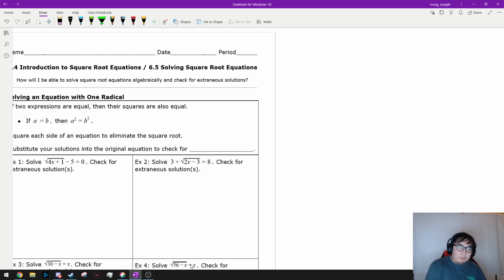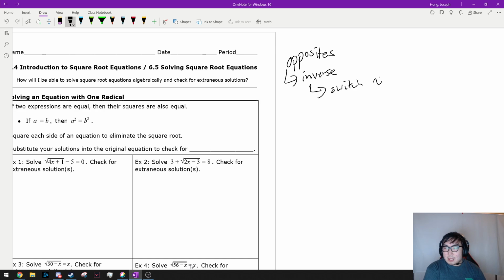And before we start this lesson, I need to go over some topics that we already know so that we can apply them to this lesson. And I want to start off by talking about opposites. Opposites are really the inverses. We talked about a lot of this. We talked about the inverses, where we switch x to y, and we switch y to x.